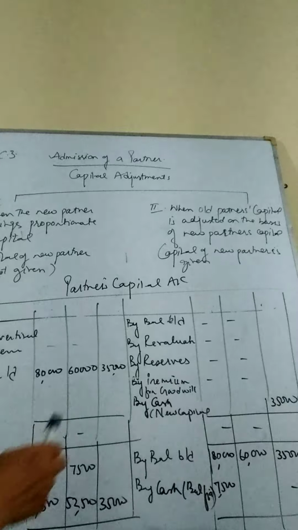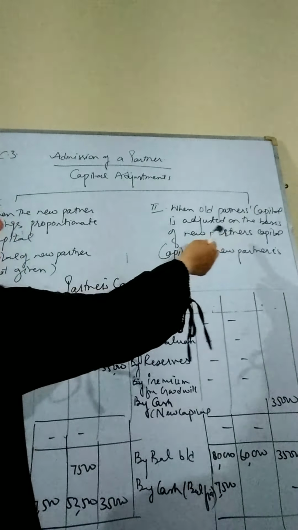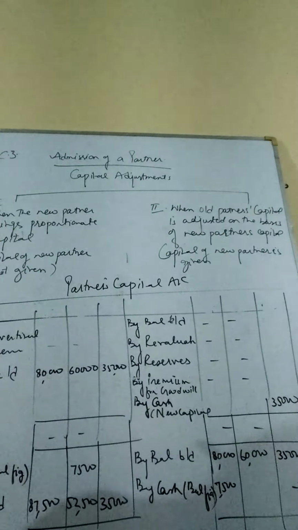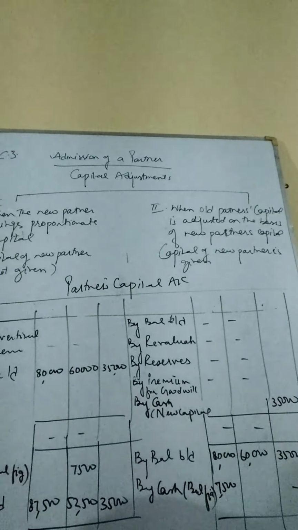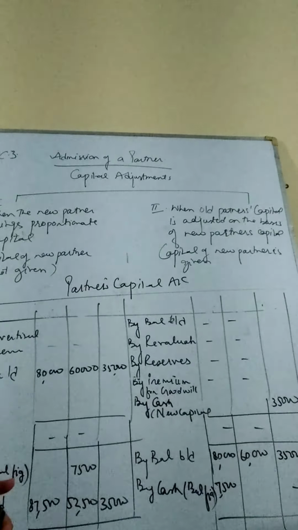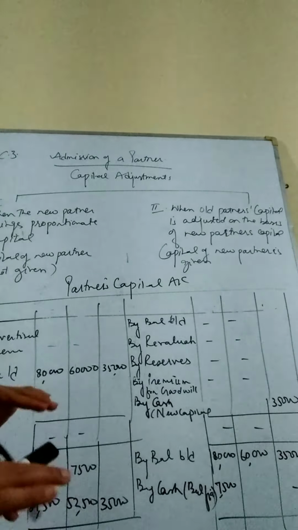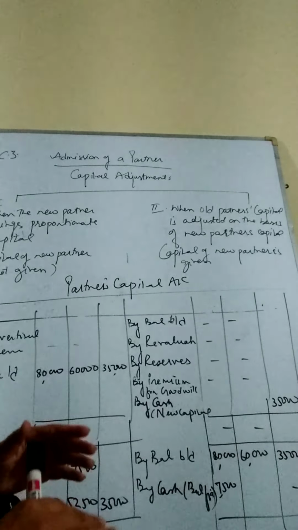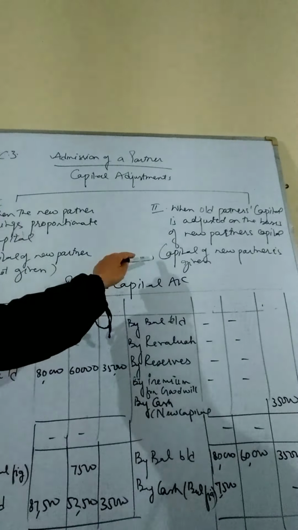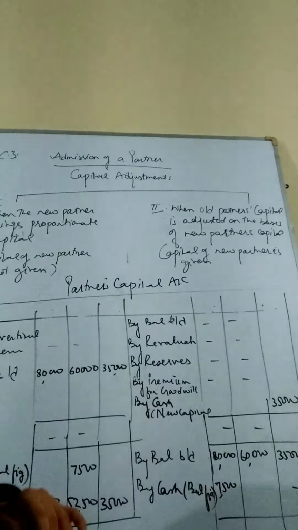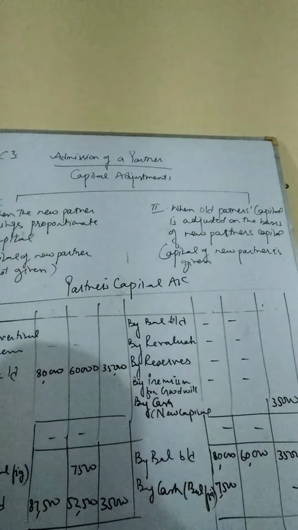As you can have a look over here, when the old partner's adjusted capital has to be calculated on the basis of new partner's capital. This is the capital adjustment which we say the second capital adjustment, in which the capital of new partner is given. Now let us take an example.